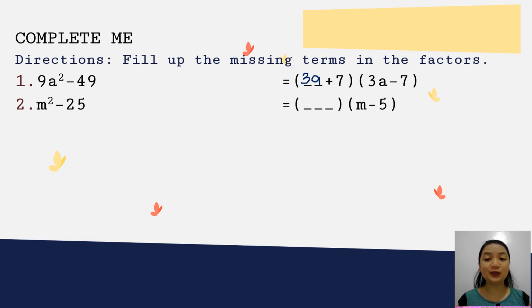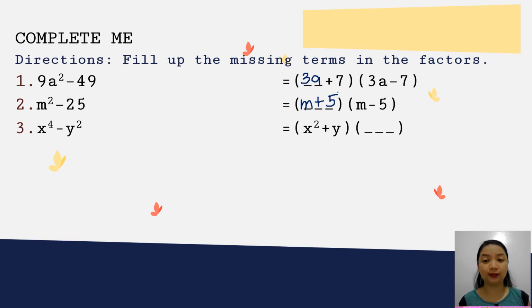How about m squared minus 25? What is the other factor aside from m minus 5? Yes, the other one must be positive, so it's m plus 5. How about this one? x to the fourth minus y squared. So we already have x squared plus y. What is the other factor? Yes, so we have x squared minus y.